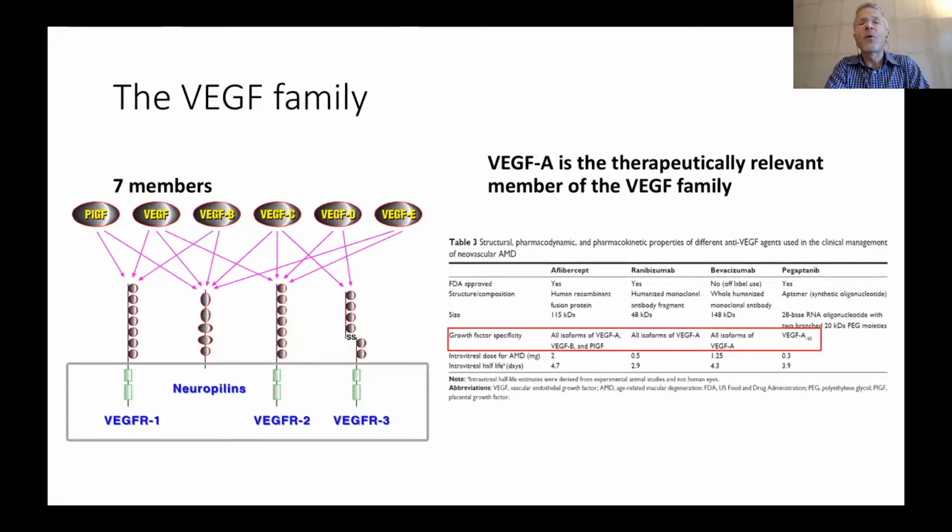Okay, so far we've been talking about VEGF-A, and that's because it's a therapeutically relevant member. Again, we came to that conclusion by comparing the 4 anti-VEGFs, and the common denominator between them is VEGF-A. So that's the therapeutically relevant member. But in fact, there are 7 members altogether, and each of them binds to a receptor. There's a lot of overlap between the receptors, but that's the relationship that the ligands have with their receptors.